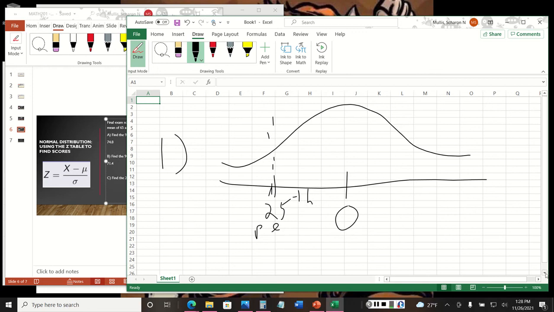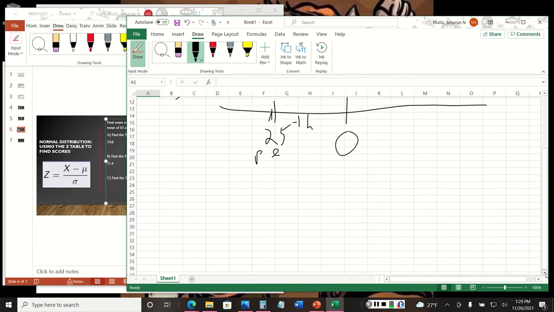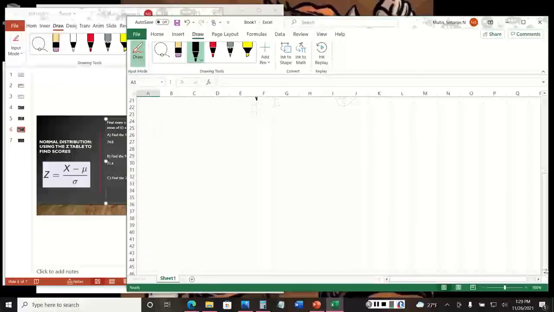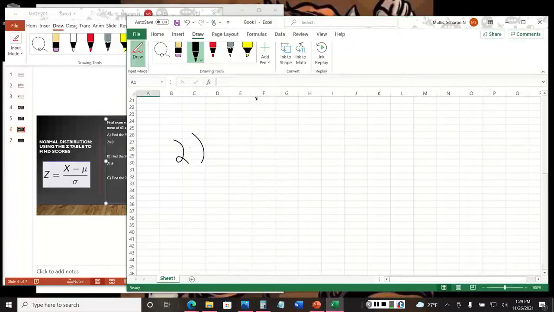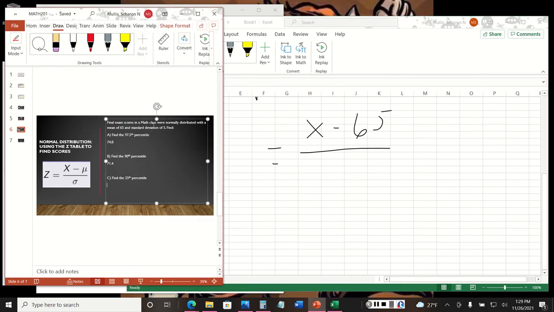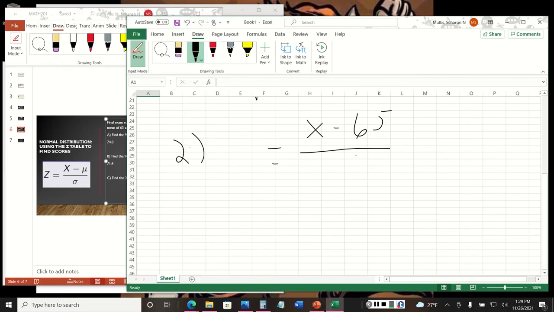So next, we're going to start plugging our numbers into our equation. We know we're going to find the z. We're going to use the z table, which is the area of the curve. X is the unknown because we're trying to find the score. The mean is 65, and the standard deviation is 5. So that's where I'm getting these numbers from again.